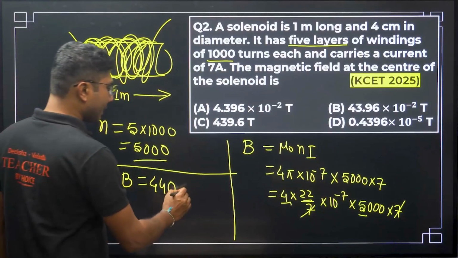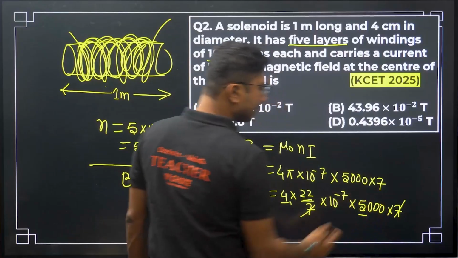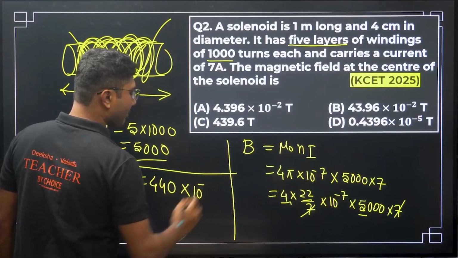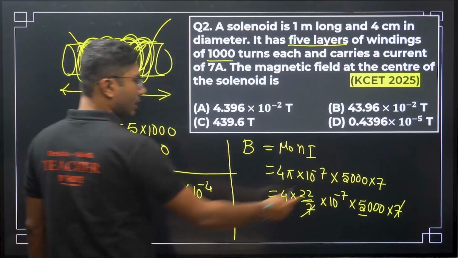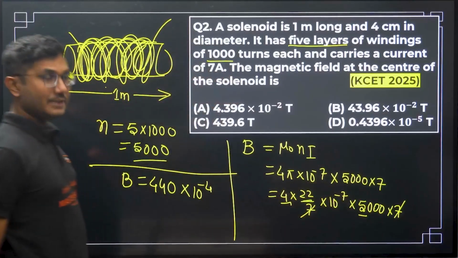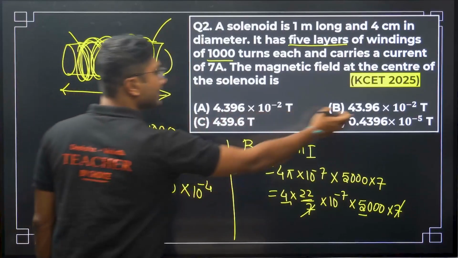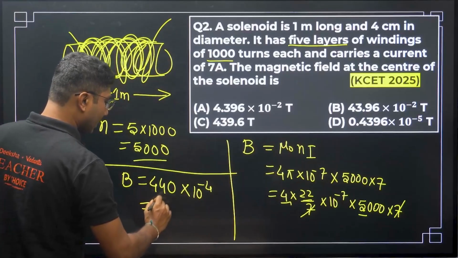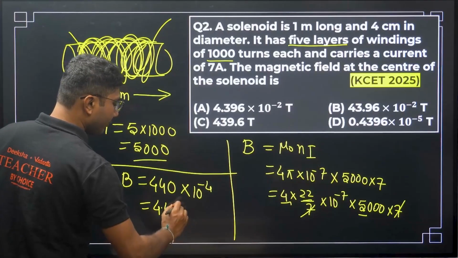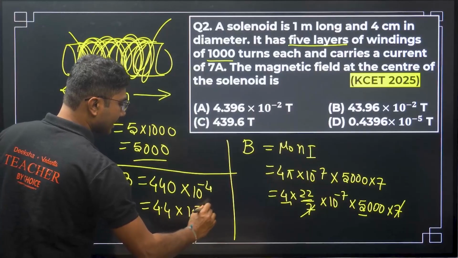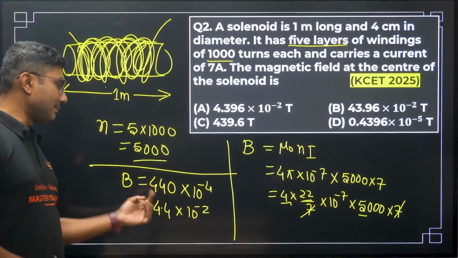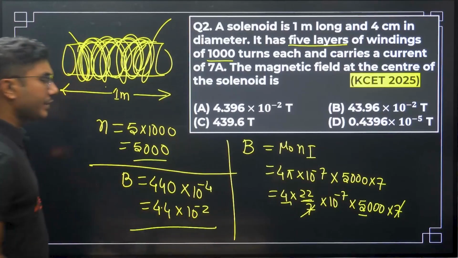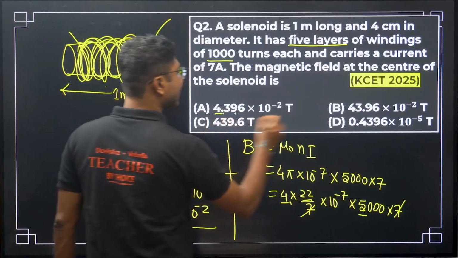Okay, so what happens to the rest of the numbers? 1, 2, 3 zeros are there and 10 to the power of minus 7 was there, so we can write this as 10 to the power of minus 4. Minus 7 plus 3, which means minus 4. Now if you see, the answers are given in 10 to the power of minus 2 value. So let me convert it into 10 to the power of minus 2 value, which is 4.4 into 10 to the power of minus 2. Because we are adding decimals, that means we are reducing the 10 to the power of negative value, right? So 4.4 into 10 to the power of minus 2 is exactly equal to this answer.